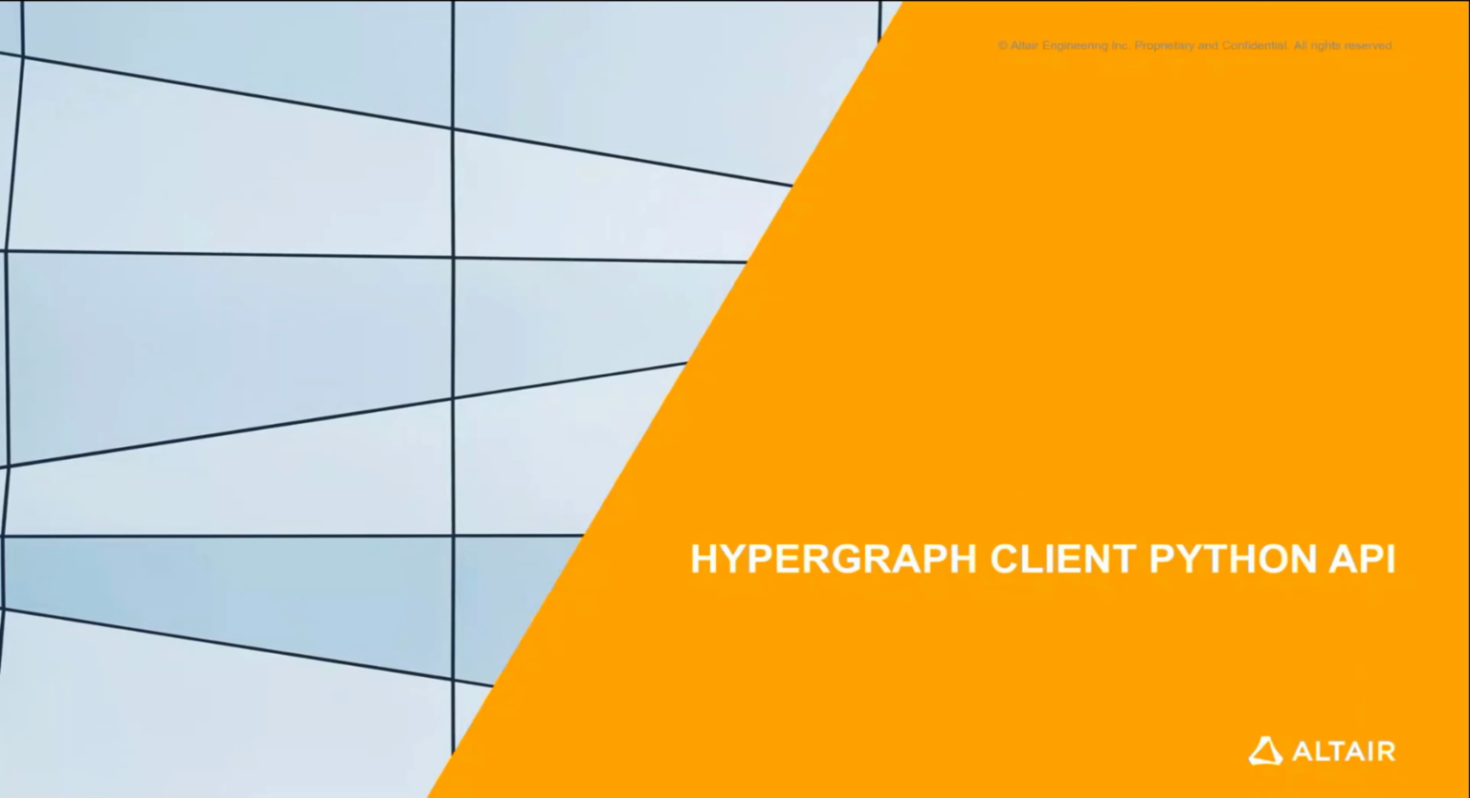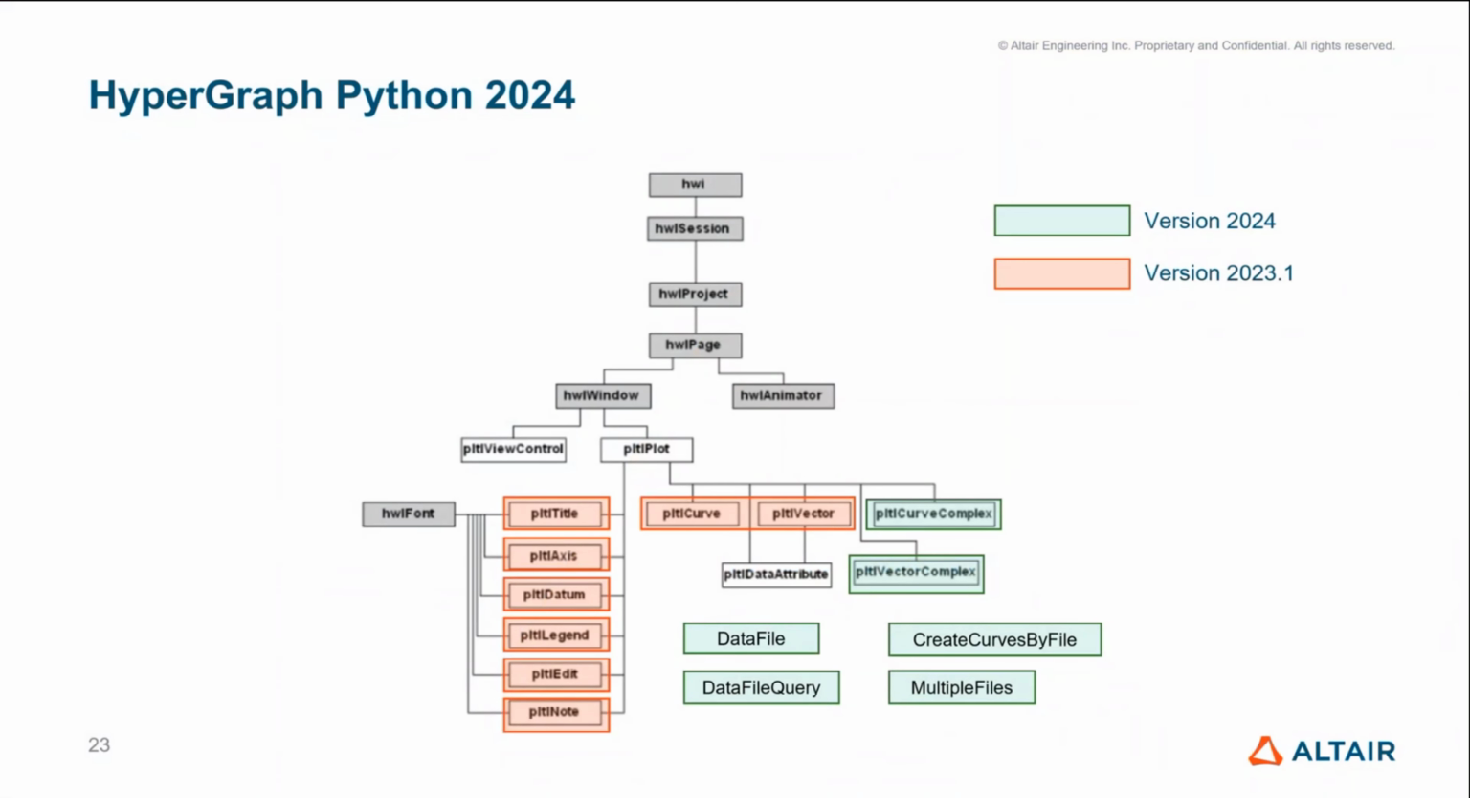Let's move on to HyperGraph. For HyperGraph, we have 5 more big classes. For complex curve, we have full support, including all the vector attributes. Data file object allows you to look into plot files and get the channel info and the header information. Data file query allows you to get the values in Python format. And then we can also plot very easily, similar to the Build Plots panel, for single and multiple files.